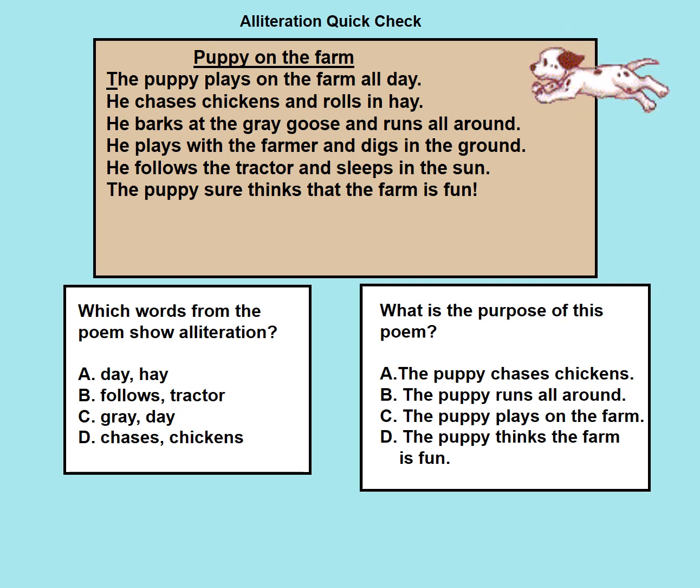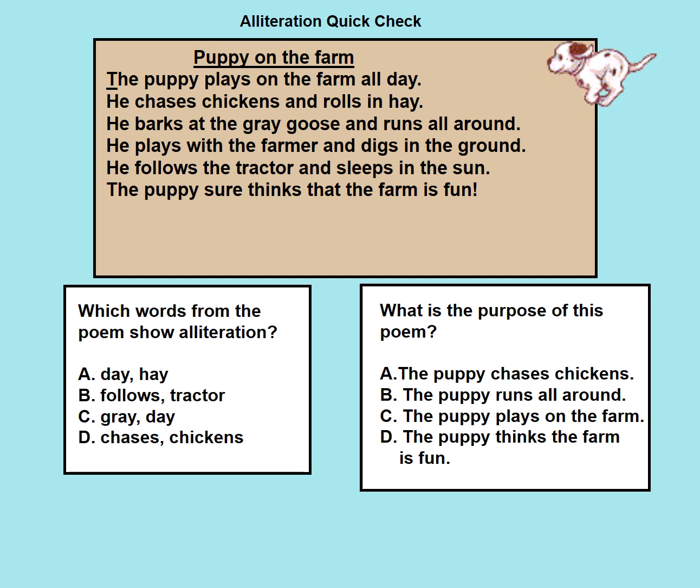Puppy on the farm. The puppy plays on the farm all day. He chases chickens and rolls in hay. He barks at the gray goose and runs all around. He plays with the farmer and digs in the ground. He follows the tractor and sleeps in the sun. The puppy sure thinks that the farm is fun.